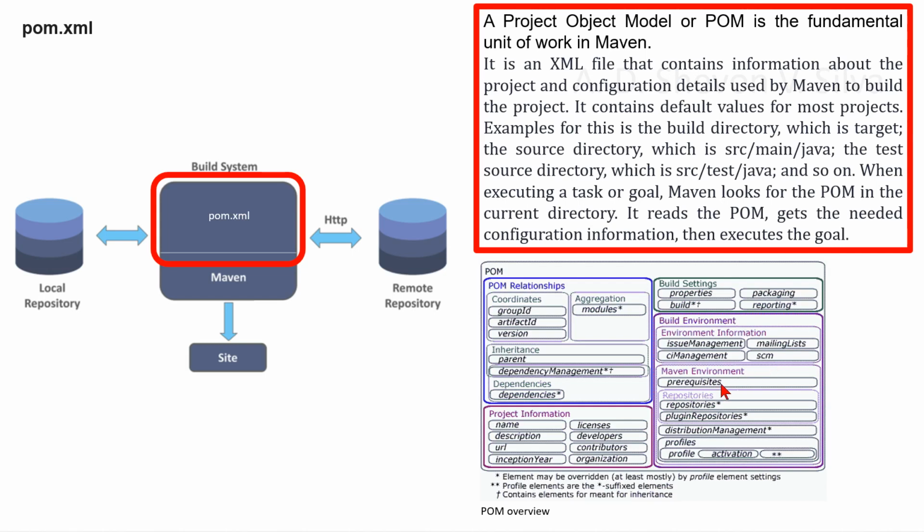Prerequisites. A POM may have certain prerequisites in order to execute correctly. The only element that exists as a prerequisite in POM 4.0.0 is the Maven element, which takes a minimum version number.